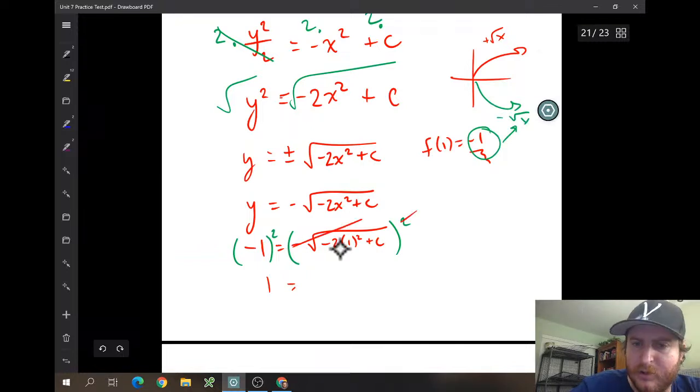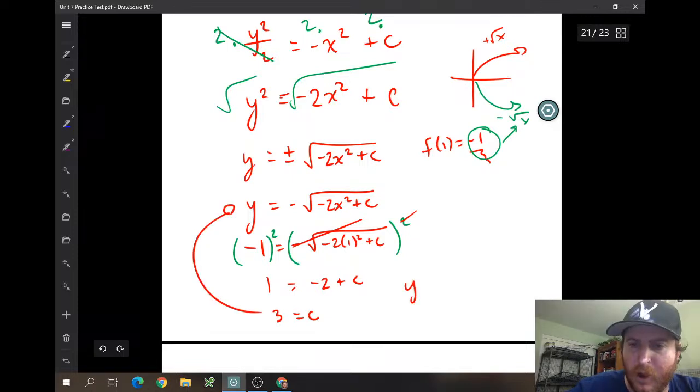So we get negative 2 times 1, which was negative 2, by the way, plus c. Add 2 over, we get 3 equals c. So then we will plug that back in there. So y equals negative square root of negative 2x squared plus 3.